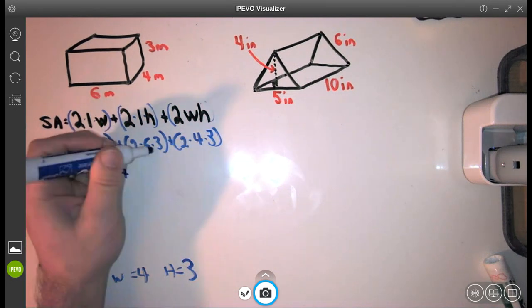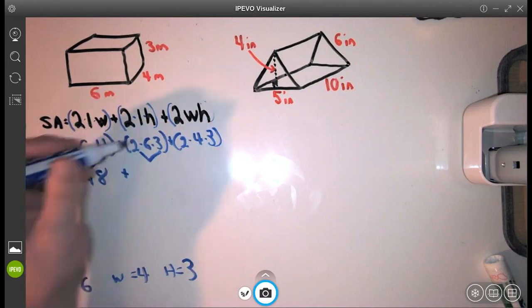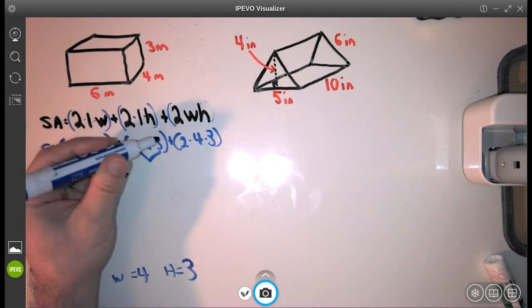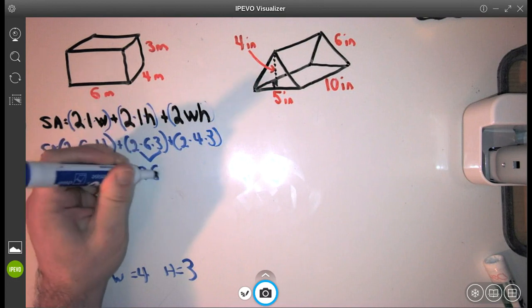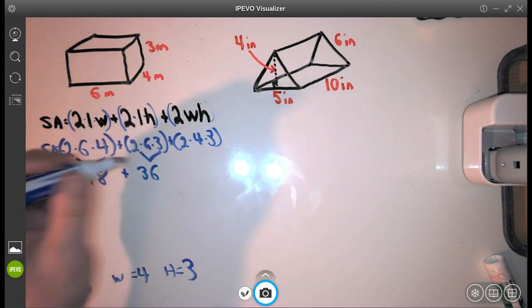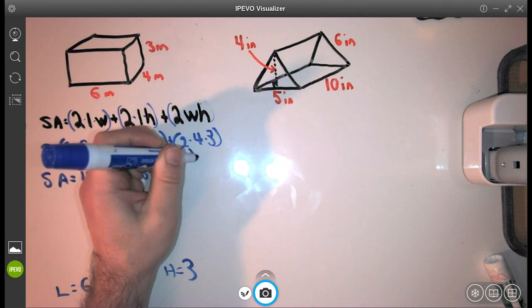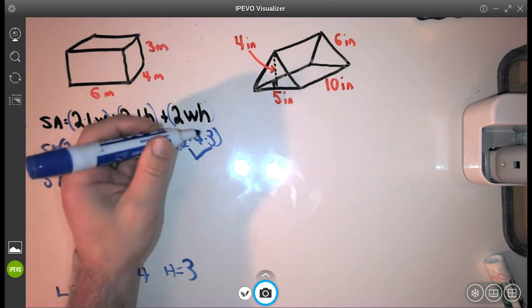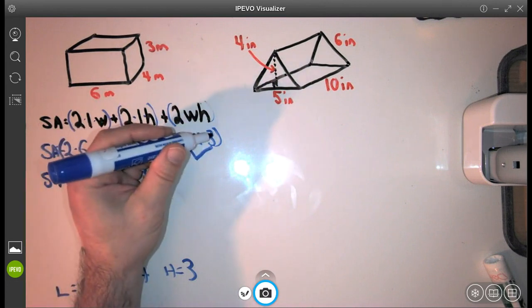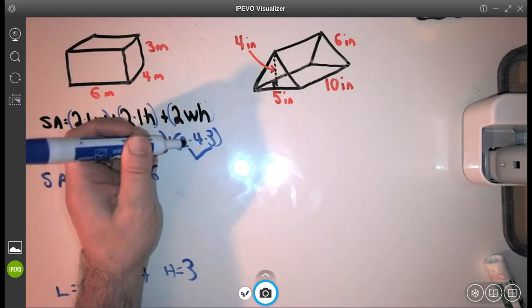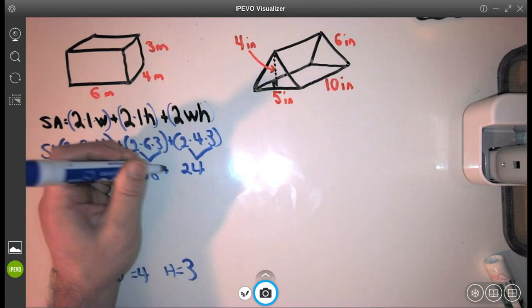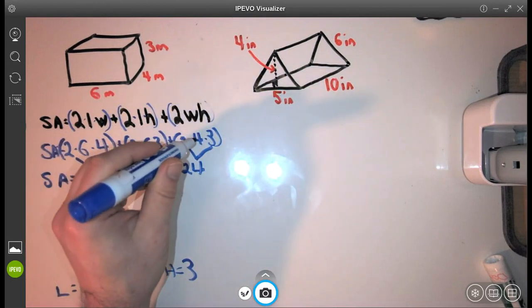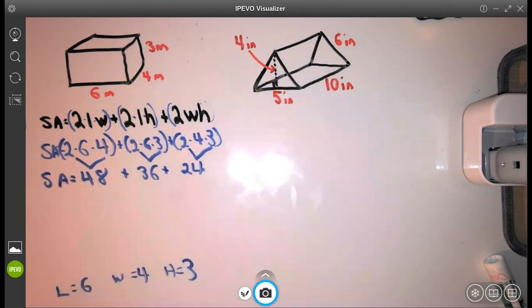So then plus, multiply these together. I could do, if I want, 2 times 3, which is 6, then multiply it by 6. 6 times 6 is 36. Then what I can do is multiply these together. We can do 4 times 3 first, which is 12. 12 times 2 is going to be 24. And I could have done 2 times 4, which is 8, and then 8 times 3, which is also 24. Whatever is easier for you.